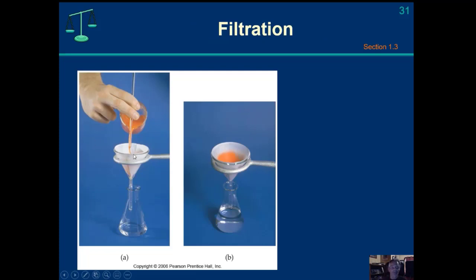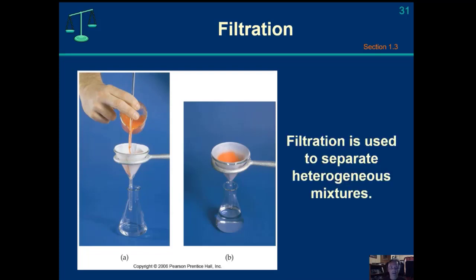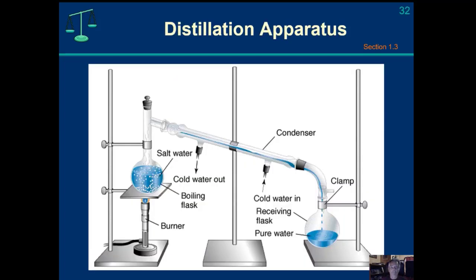So here's simple filtration. You've got a simple filter. Here is your heterogeneous mixture. That's what filtration is good at, separating the components of a heterogeneous mixture. And so you pour your mixture of orange and whatever the liquid is in here. The orange is filtered out and the pure liquid falls through the filter. This is a method called gravity filtration, and you will learn about that in your laboratory experience.